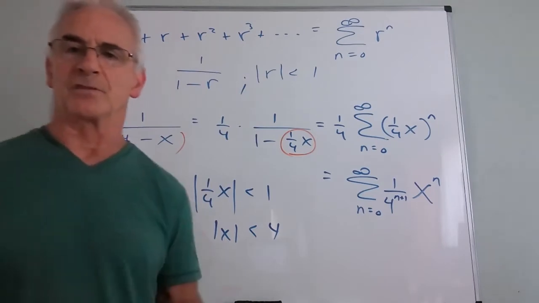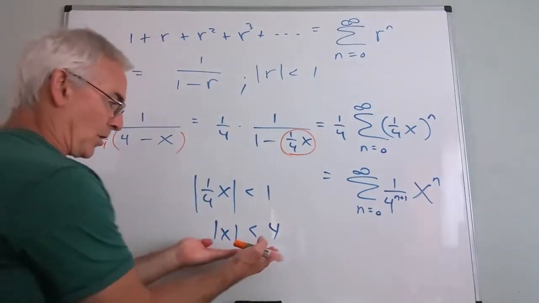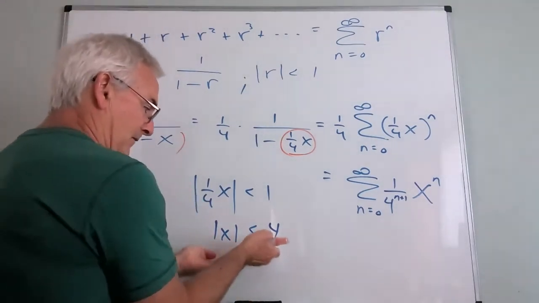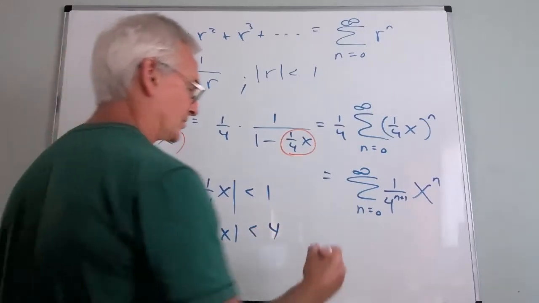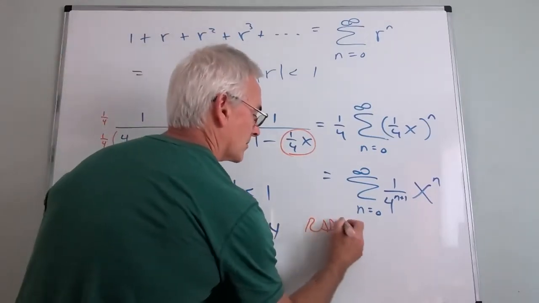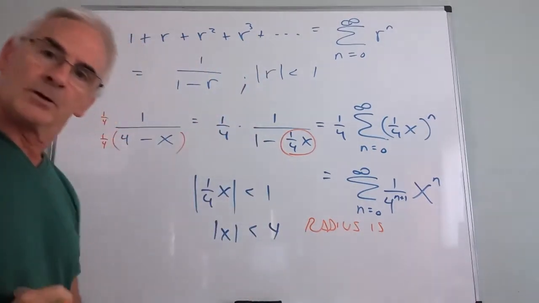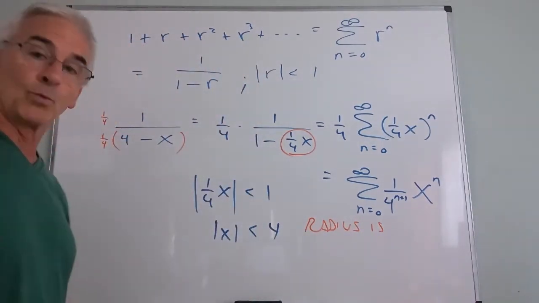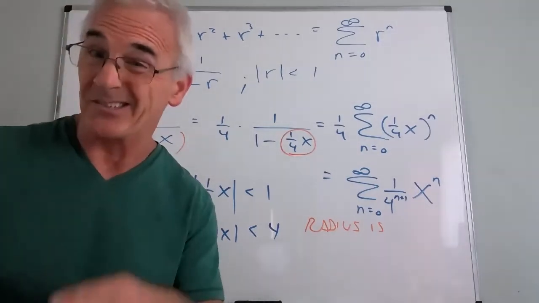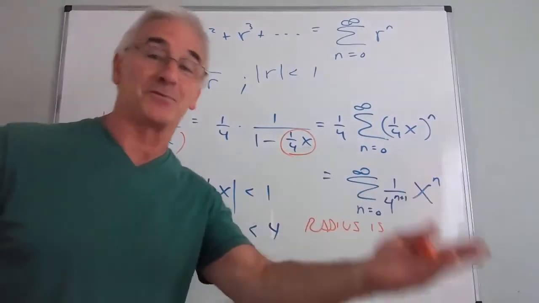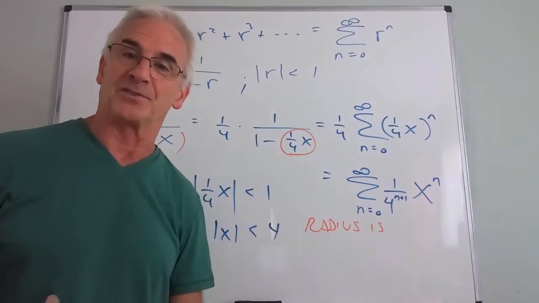Radius of convergence is a value. It's where this inequality is a true statement. I'm going to converge everywhere this inequality is true. So we do the same thing we did before: -4 less than x less than 4. That's the interval. Radius is a value. Radius comes first, and I can create an interval once I know the radius.